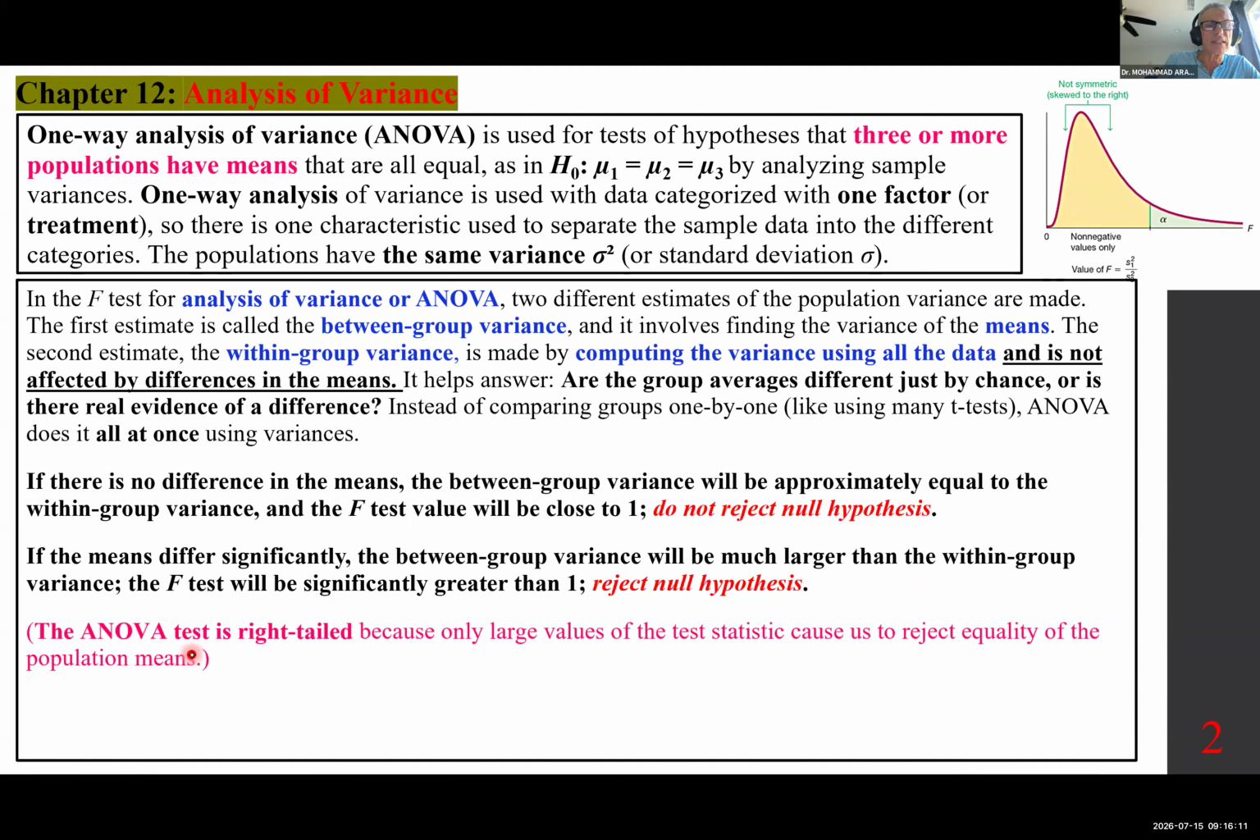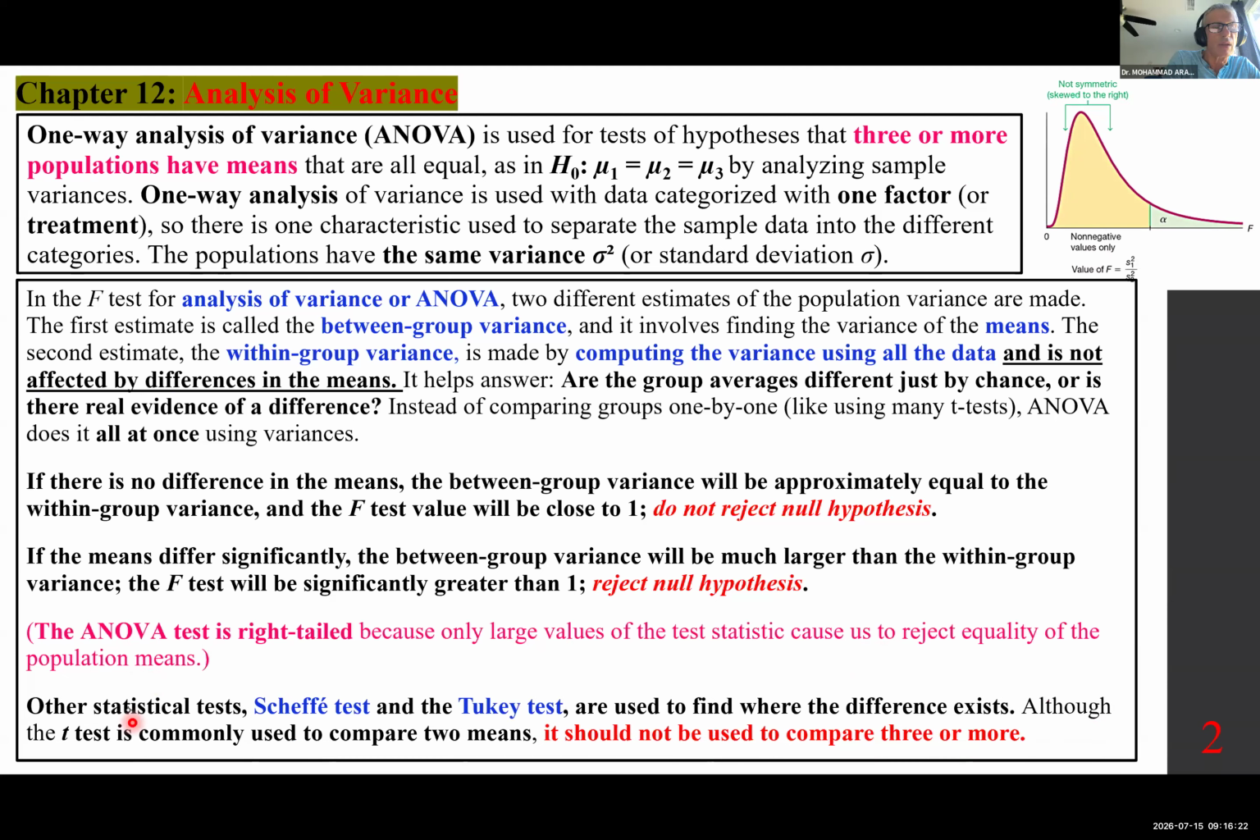The ANOVA test is right-tailed because only large values of the test statistic cause us to reject equality of the populations. Other statistical tests, the Scheffé test and Tukey test, are used to find where the differences exist. Although the t-test is commonly used to compare 2 means, it should not be used to compare 3 or more. That's the synopsis of analysis of variance.